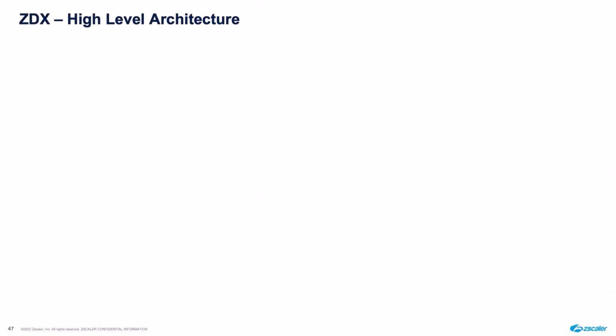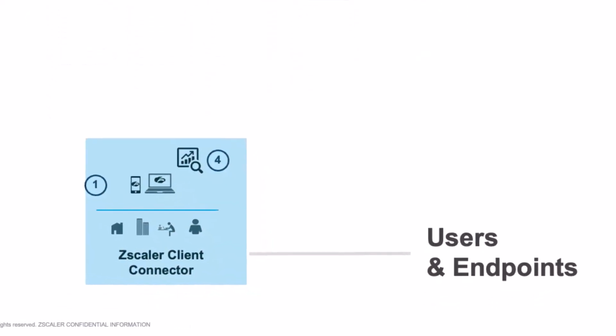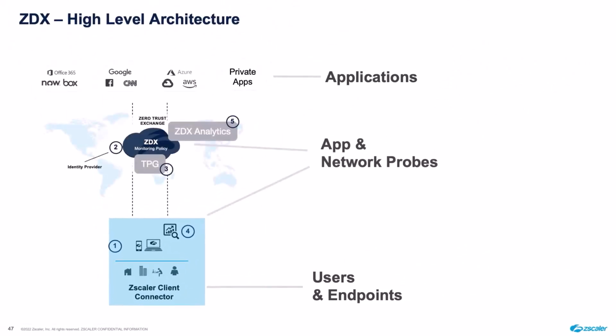We are going to look at ZDX Architecture. Let's look at the architecture at a very high level. On the top, we have the destination applications, which are configured to be monitored under ZDX, say Box.com or Office.com in this example. At the bottom, we have the endpoints, with ZDX enabled. And in the middle, we have the ZDX infrastructure.